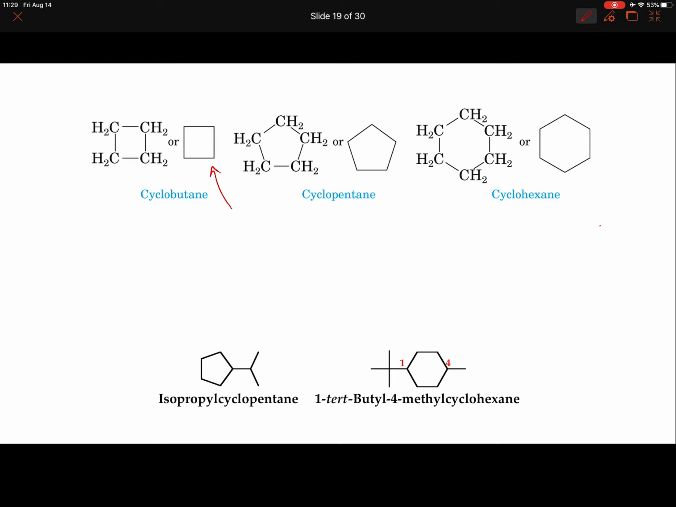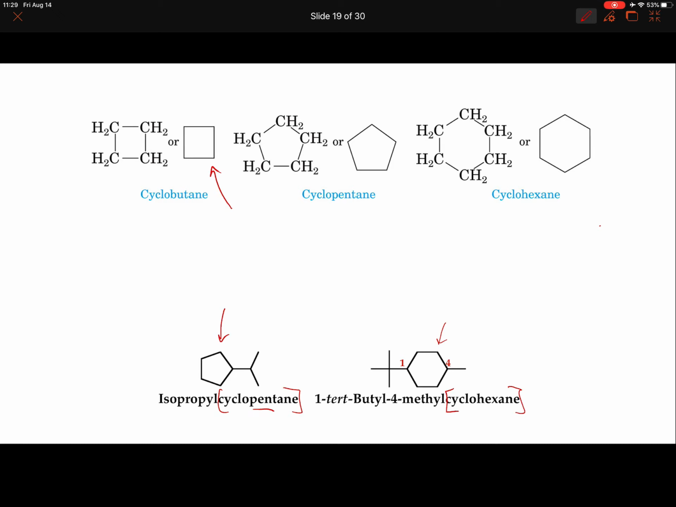And as far as the naming of these go, to name a cycloalkane, the prefix of the name of the corresponding open-chained alkane with cyclo. So for example, this one here has 5 carbons. So it's pentane because of 5, but it's cyclopentane because it's a ring. This one here is 6 carbons, so it's cyclohexane.